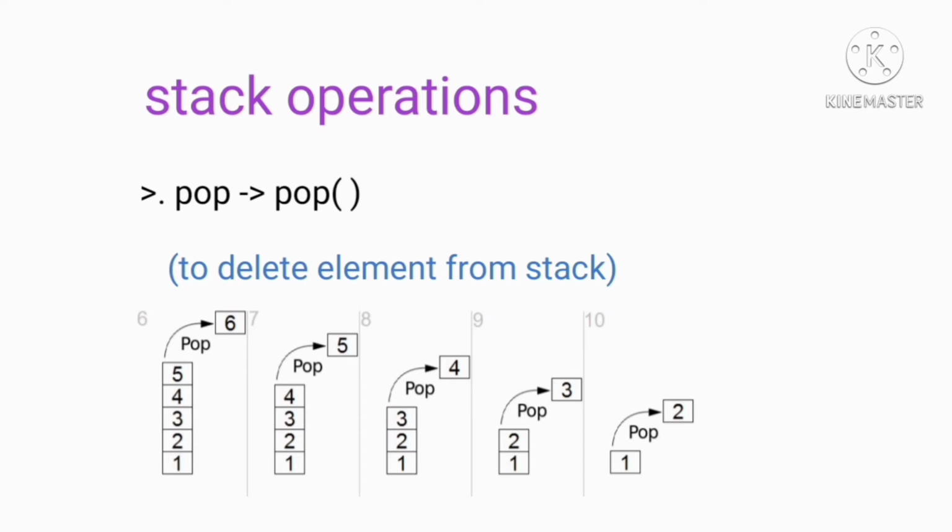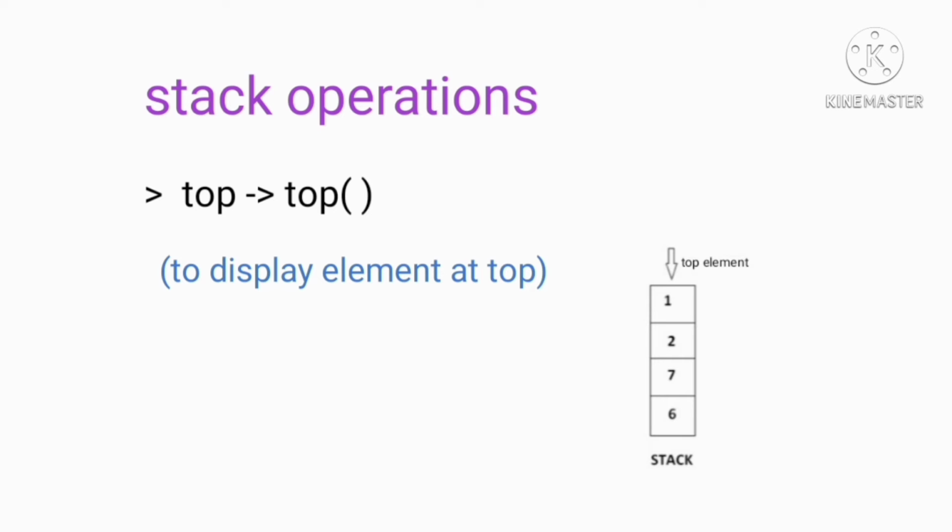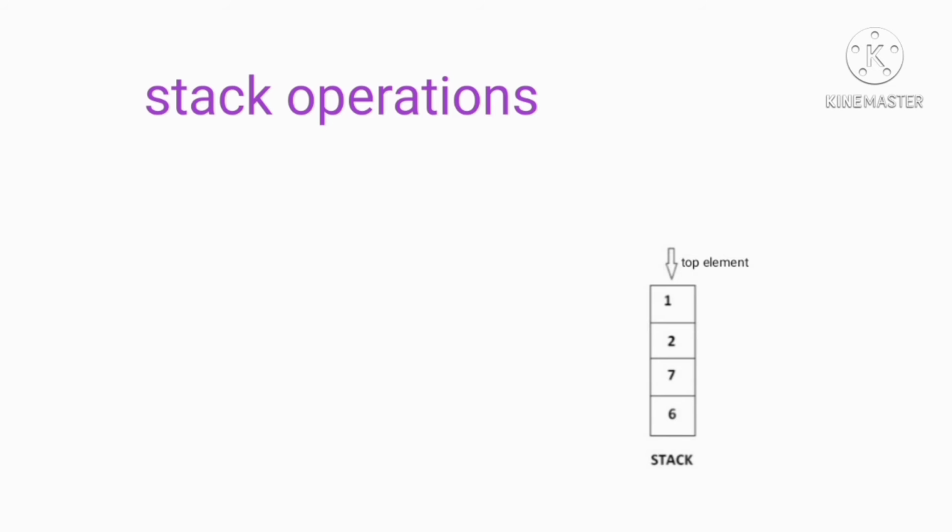Okay. Next operation is top. Top means what? Which element is at the top of the stack? It displays the element at the top. See here an example. See here we have one stack. Top one what? 1. Next 2. Next 7. Next 6. Like that. Here we have one element which is the top element. Next operation is full.